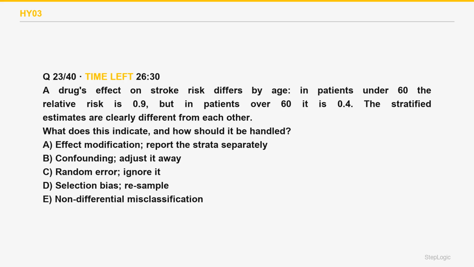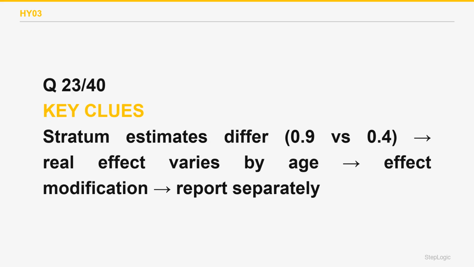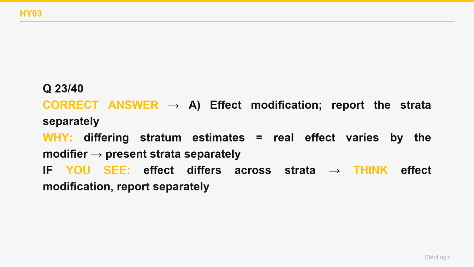Read the command, meaning of differing stratum estimates, and the fix. The effect genuinely varies by age. When stratum-specific estimates truly differ, 0.9 in the young versus 0.4 in the old, the exposure's effect is being modified by age. This effect modification is a real biological finding, so you report each stratum separately rather than collapsing them into one number. Unlike confounding, it is not a nuisance to adjust away, it is information to preserve.